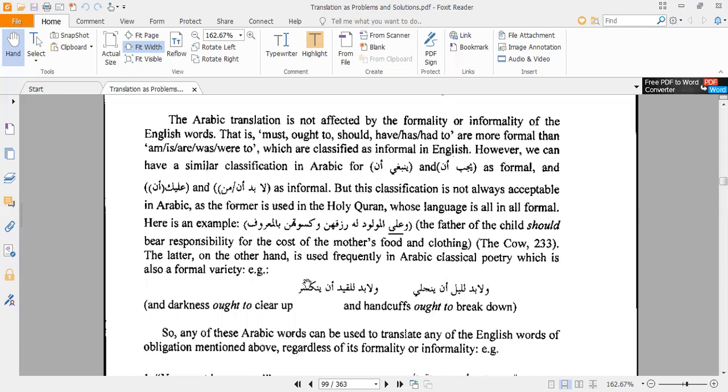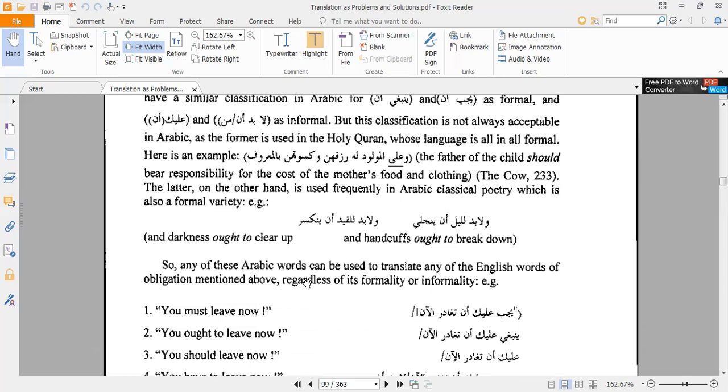"Hān wa ʿalā" is related to the second group, and in English this group is treated as informal expressions, while actually, in reality, in Arabic the two groups are the same in Arabic.